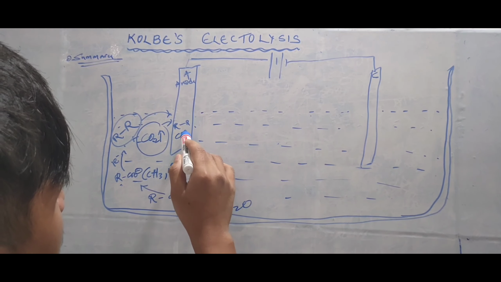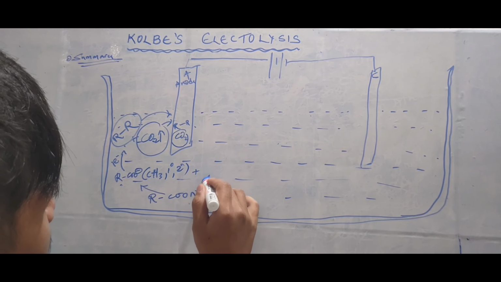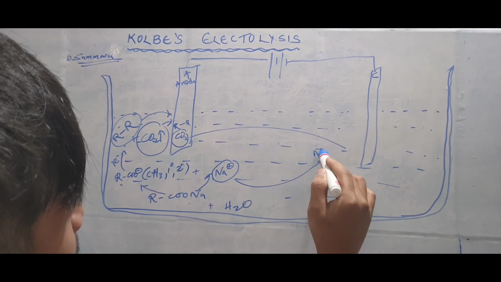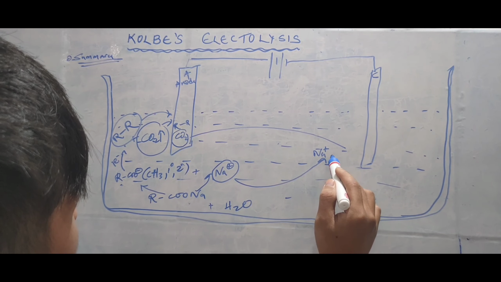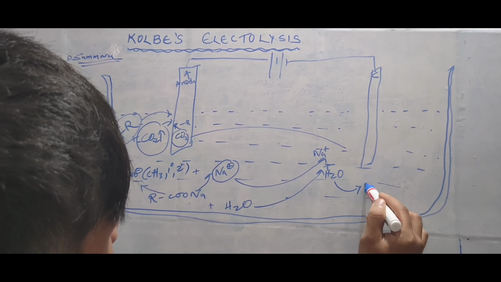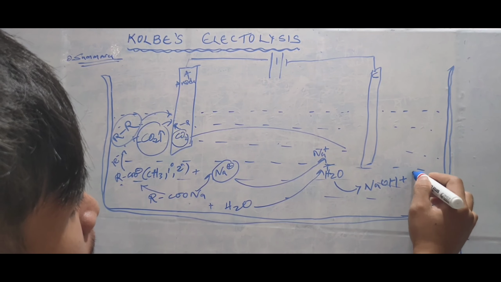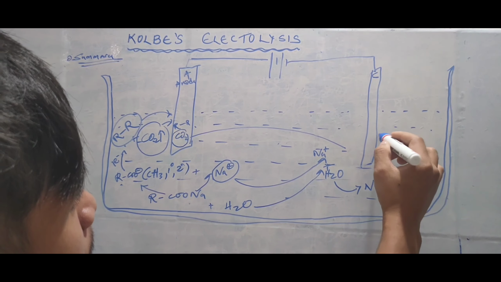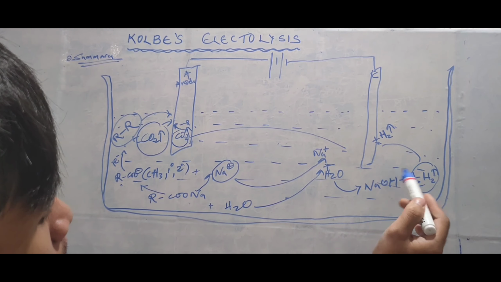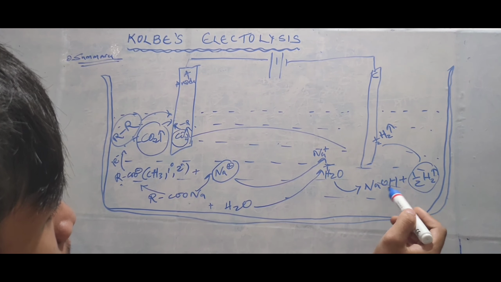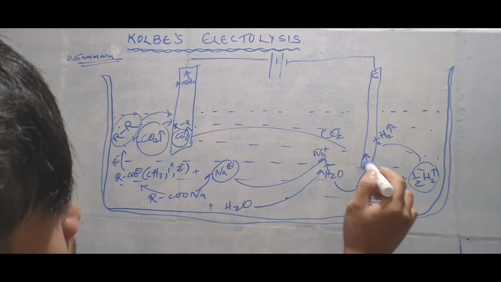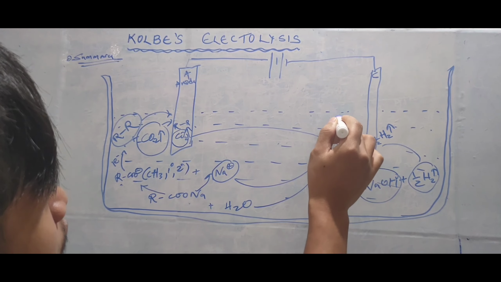This CO2 will be further useful. Now let us see what happens at the cathode side. You can see Na+ and H2O react and become NaOH and H2 gas. This NaOH and the CO2 from the anode side react and make NaHCO3, that is, sodium bicarbonate.